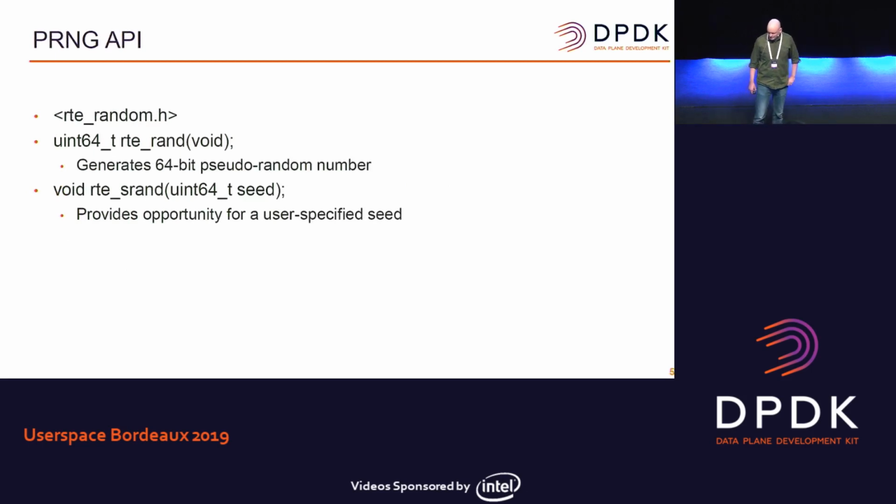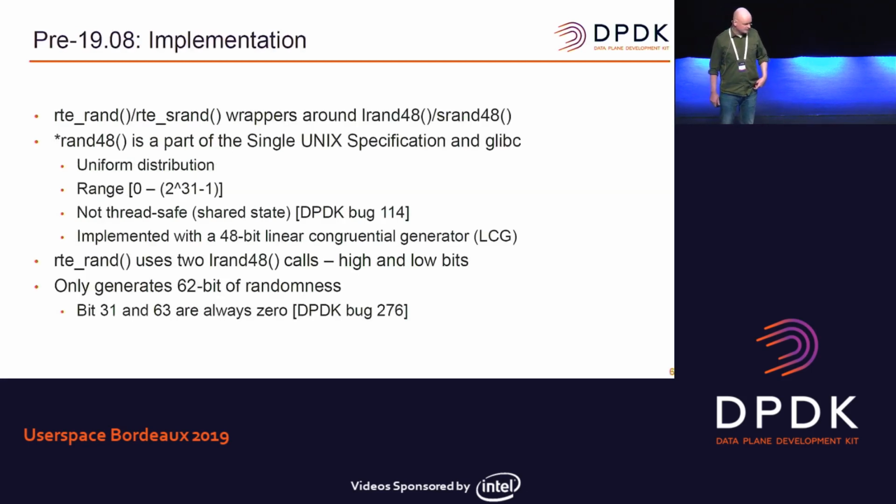So here's the API, very simple. You have a function that generates a random number, 64-bit, and you have a function to seed what looks like one generator. You will also have automatic seeding at application startup, or at DPDK startup rather. But this provides an opportunity for the user to specify a seed. Maybe you want to have a random sequence, but you want it to be deterministic, so you can rerun the same test case, for example, and get some predictability.